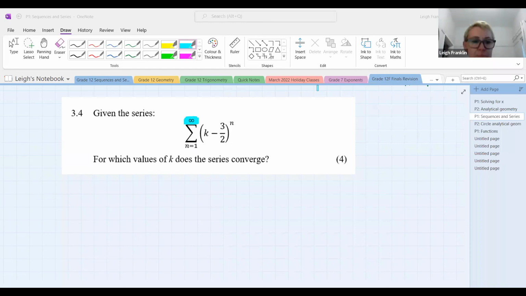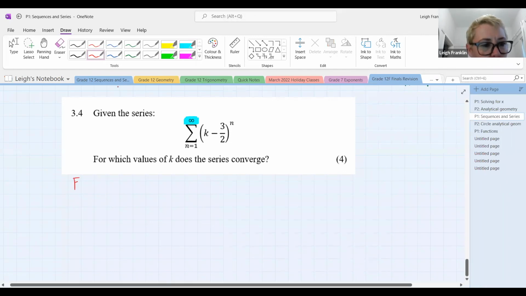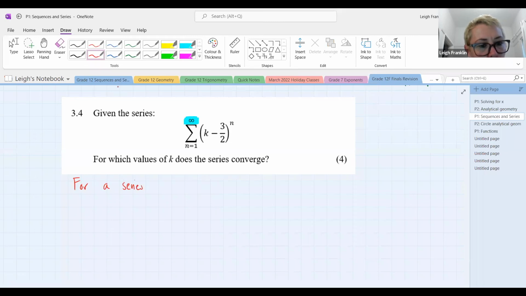All right, so what are we going to do here, Nick? For a series to converge, R has to be greater than -1, but smaller than 1.